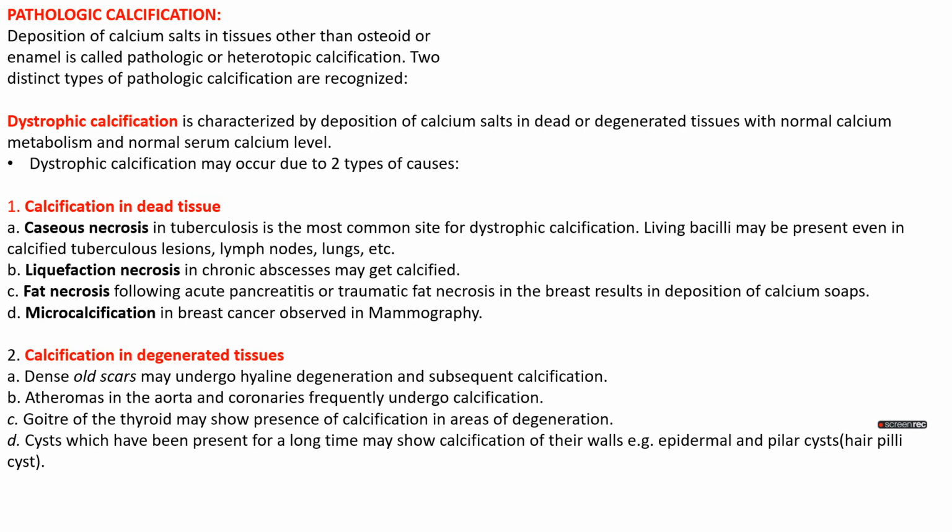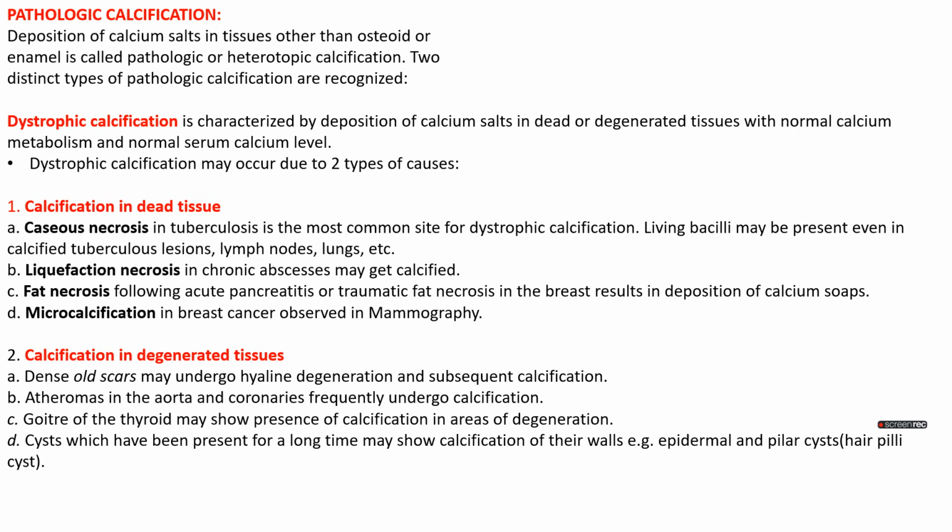We'll go with the first one, dystrophic calcification. It is characterized by deposition of calcium salts in dead or degenerated tissues with normal calcium metabolism. That means the calcium metabolism will be normal, along with a normal serum calcium level. That means in the blood serum or plasma, the calcium level will be the same.